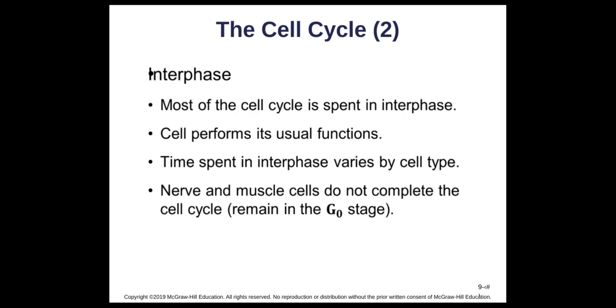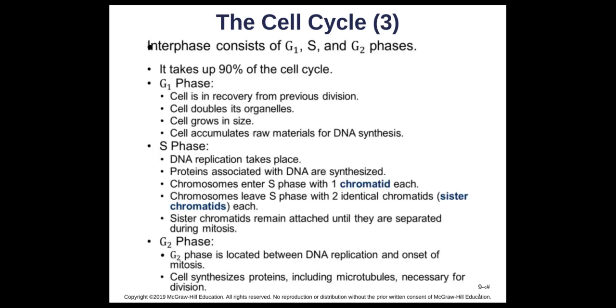A good example: nerve cells and muscle cells don't complete the full cell cycle. So they are going to be in a different part of the cell cycle that we call the G0 phase. They're not going to go through growth and synthesis and growth, then mitosis, like other cells do, like a skin cell or a stomach cell. So that phase is called G0.